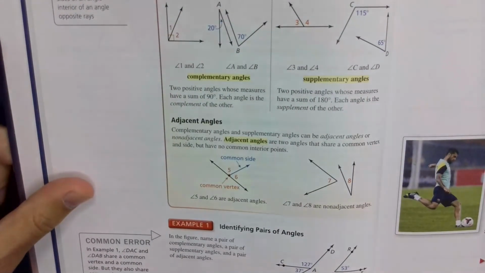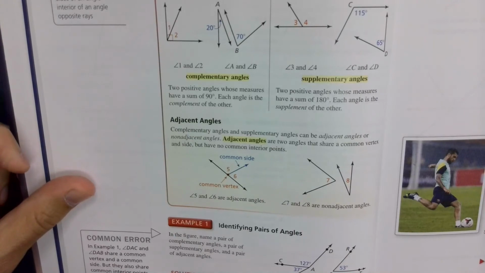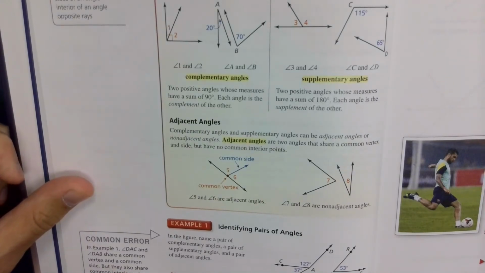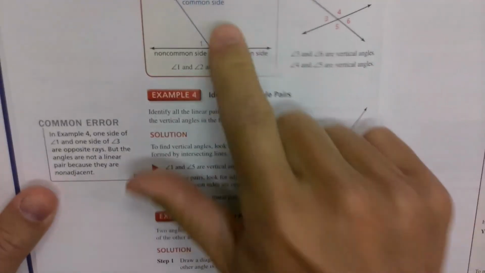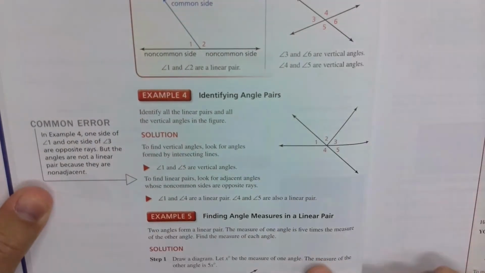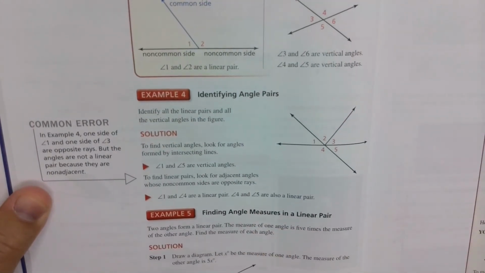Complementary means they add up to 90. Supplementary means that they add up to 180. There's a great picture in your book on page 48 that explains complementary and supplementary. It goes through some of these different ones. Same thing again: what a linear pair is, what vertical angles are, and finding angle measures in linear pairs.